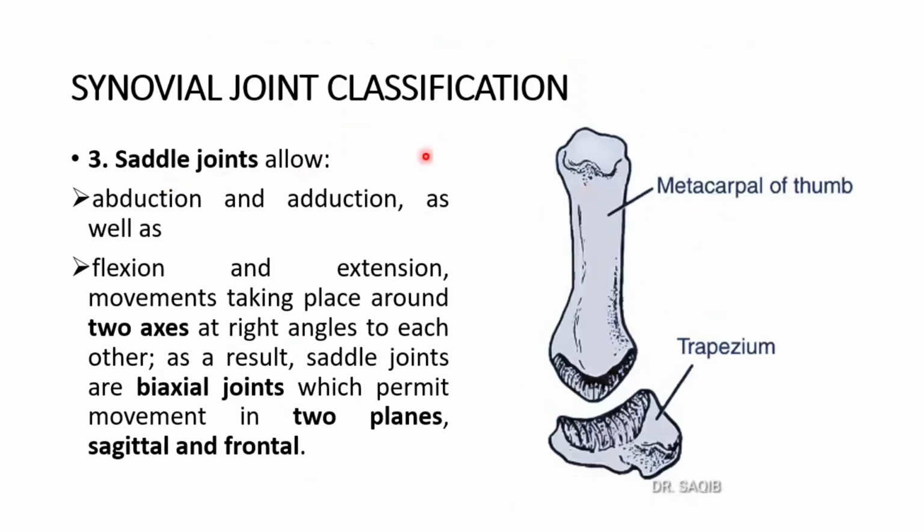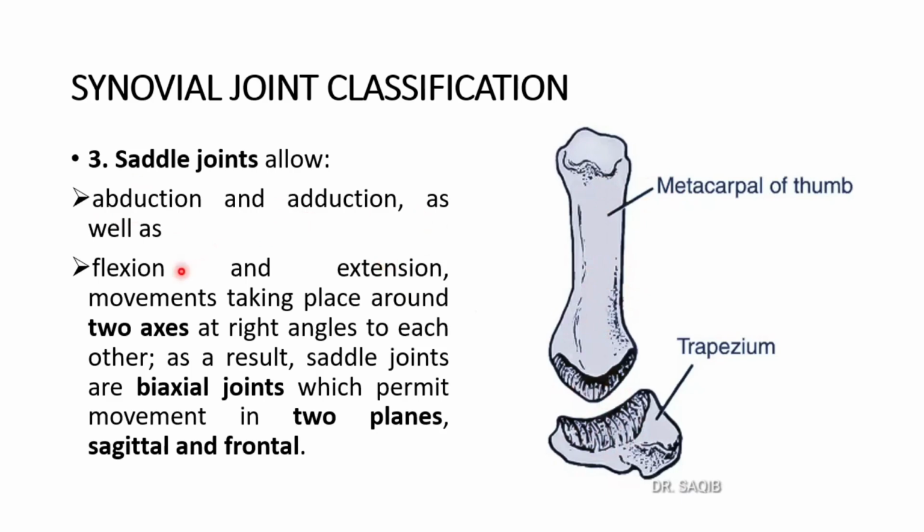Now the saddle joints, very interesting. Here you could see this is the trapezium, right? One of the carpal bones, laterally in the hand. This is the metacarpal of the thumb, the first metacarpal. That is why it is called the first carpometacarpal joint. You could see these surfaces are opposite, and they are concavo-convex. This is the convex surface of the bone, and this is the concave one. That is why they are called saddle joints.